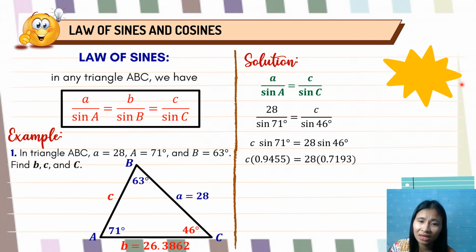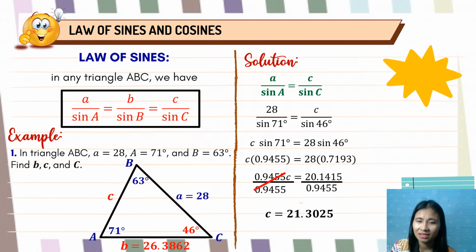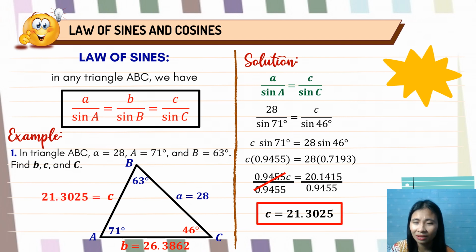And again, using your scientific calculator, sine 71 is 0.9455 and sine 46 is 0.7193. So solving now, 28 times 0.7193 is 20.1415. So dividing both sides of the equation by 0.9455, we get c is equal to 21.3025. So using the law of sines, we were able to get all the remaining parts of the triangle.